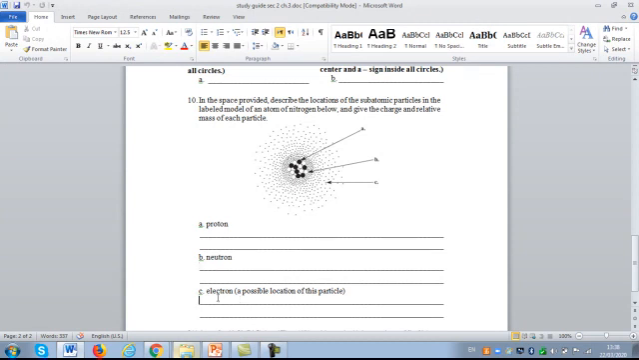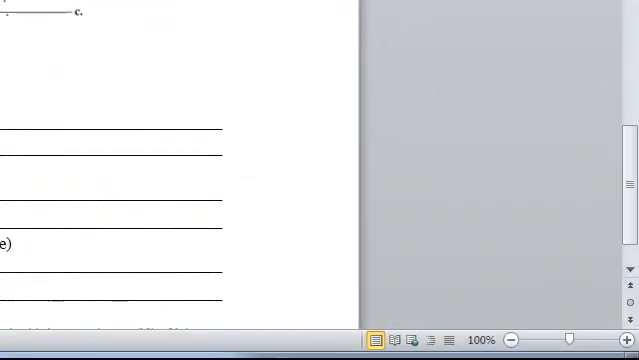Number C, electron: a possible location of this particle. The electron of number C, of course, revolves around the nucleus. So what is the electron? Negative with a low mass. You have to know that the electron has a very small mass. So the electron, negative with a low mass, should be located in the cloud surrounding the nucleus, in the electron cloud, not inside the nucleus.